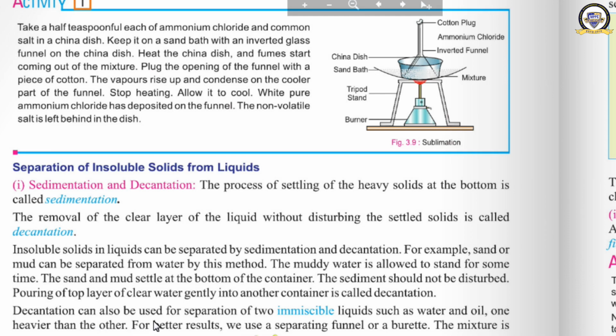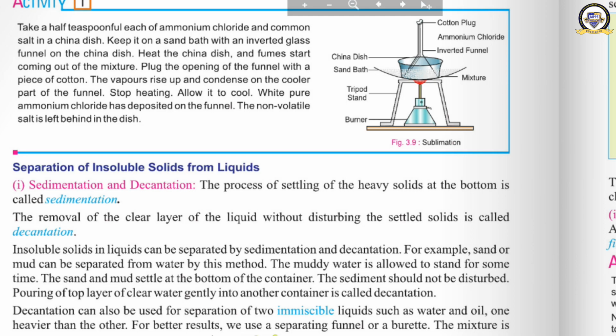Decantation can also be used for separation of two immiscible liquids. Okay, immiscible means that cannot be dissolved in water or any liquids. What are the examples? Water and oil. Oil is an immiscible liquid. Though oil is a form of liquid, it cannot be dissolved in water, right? Decantation can be used for separation of two immiscible liquids such as water and oil, one heavier than the other. In this case, oil is heavier than water, right?